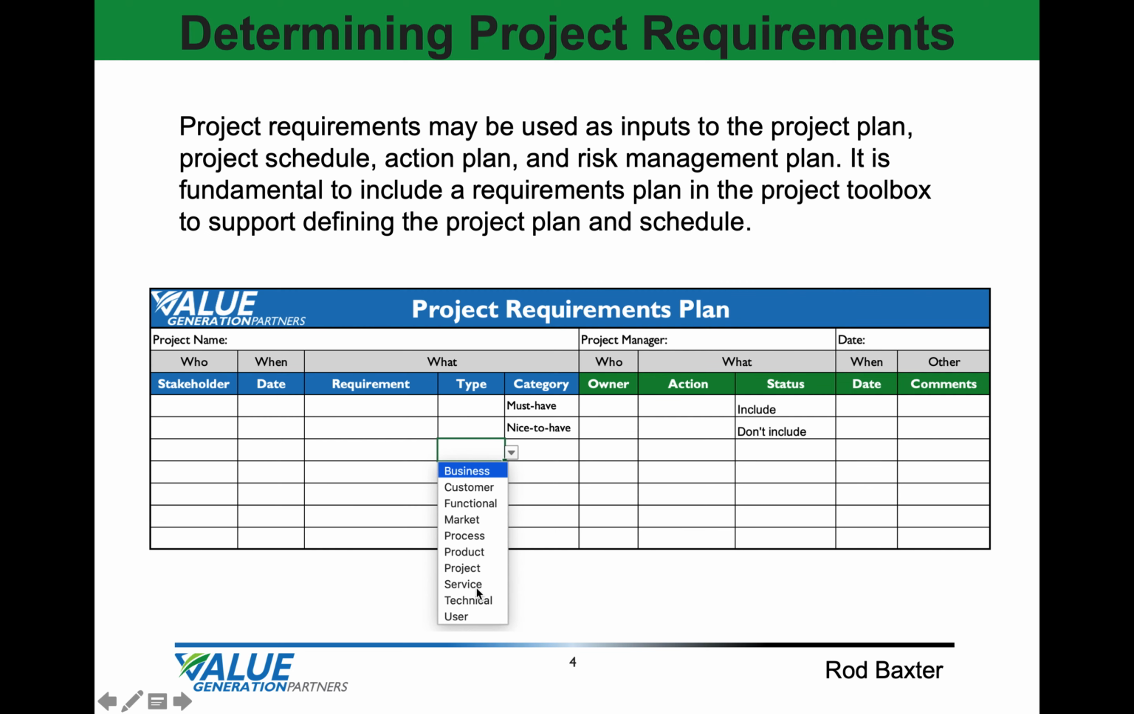This is an example of a template we may use to collect project requirements. For each requirement, we would list the stakeholder and the date the requirement was identified. We would provide a description of the requirement and add the type. Working with the customer, we would define a category such as must-have or nice-to-have. Each requirement would be designated an owner and an action would be identified. Then finally, there would be a status given for the requirement, such as is it included or not included in the project, and when was that decision made.